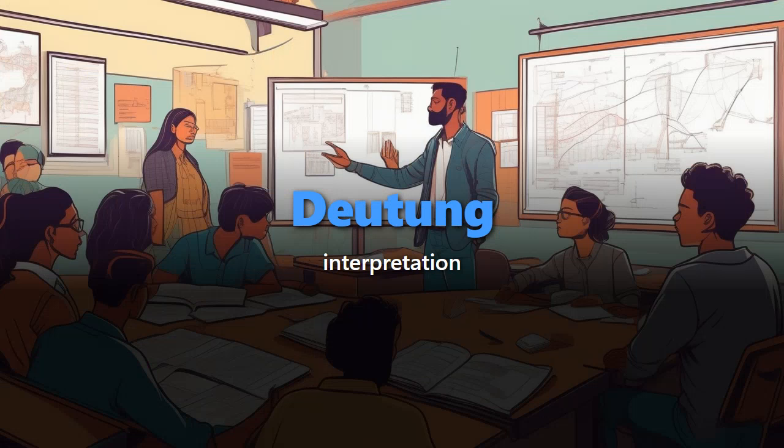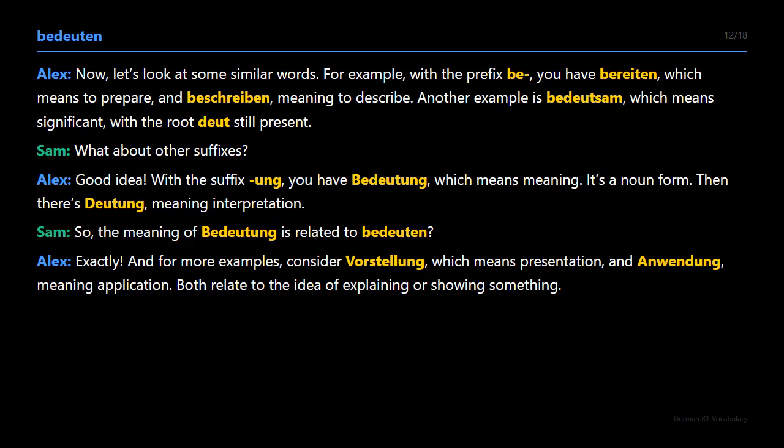Now, let's look at some similar words. For example, with the prefix be, you have bereiten, which means to prepare, and beschreiben, meaning to describe. Another example is bedeutsam, which means significant, with the root deut still present. What about other suffixes?